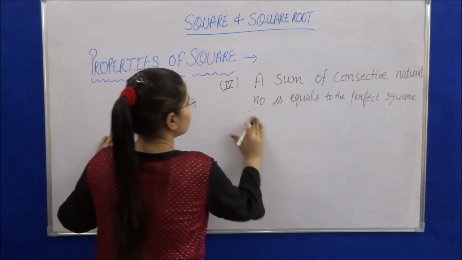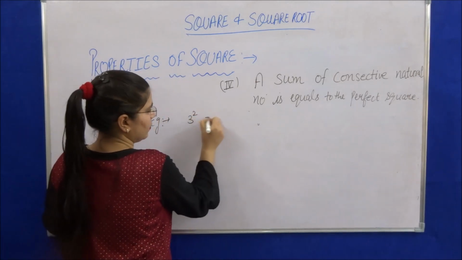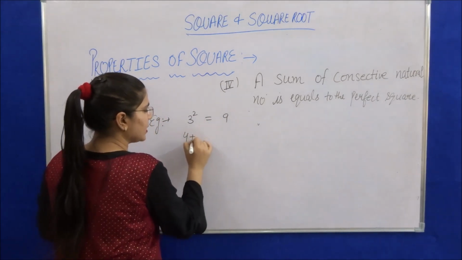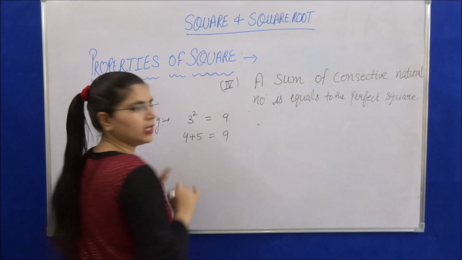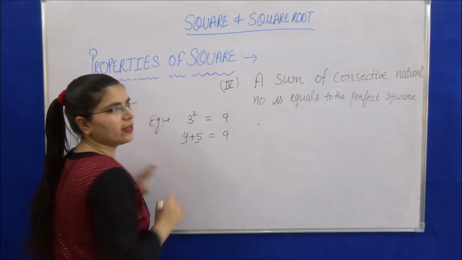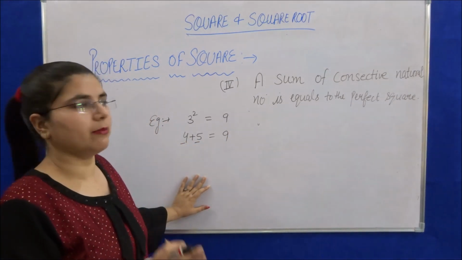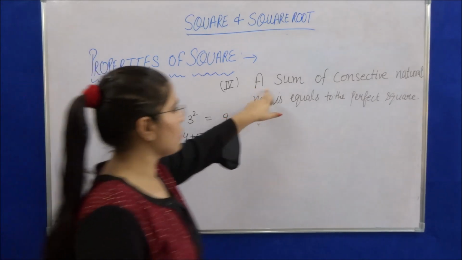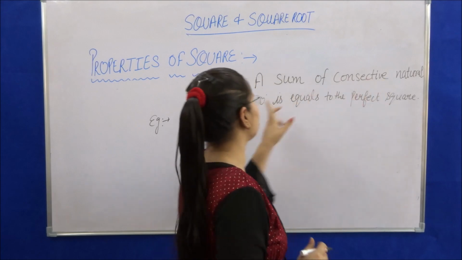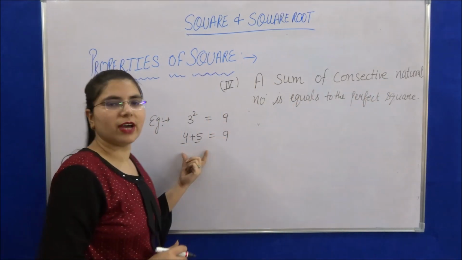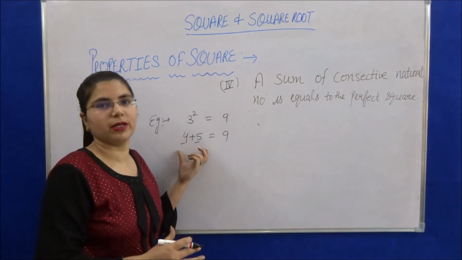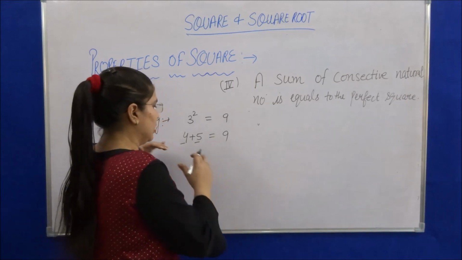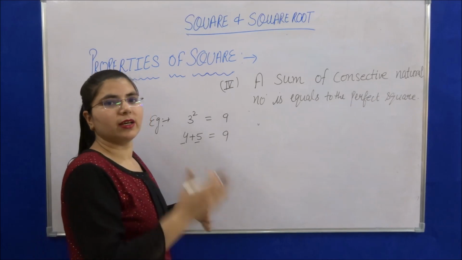So if we consider 3 square, which is equal to 9. Now 9 can be represented like 4 plus 5 equal to 9. So here 4 and 5 are the consecutive natural numbers. So this property also explains the same thing, that is sum of the consecutive natural numbers. Consecutive natural numbers are the numbers which are taking one more than the previous one.